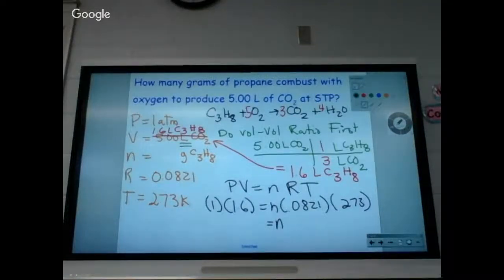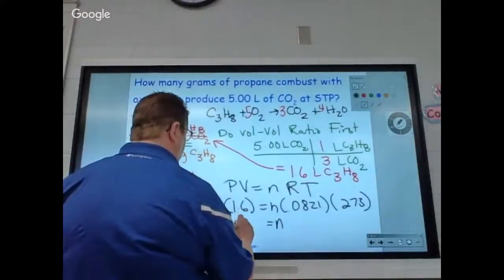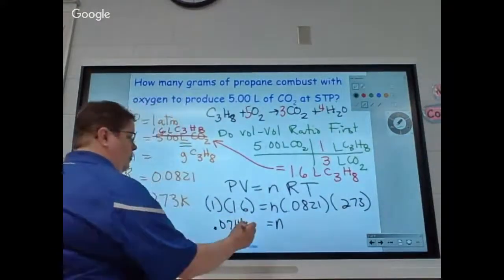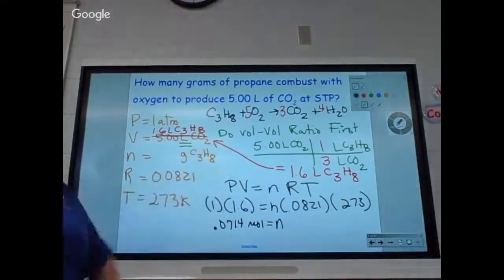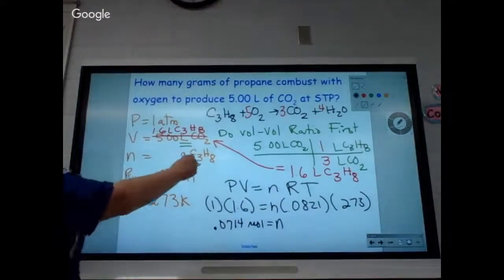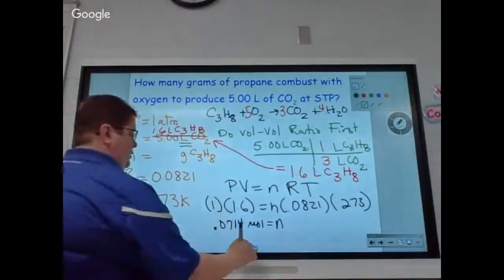Whoops, I punched in wrong. 0.0714. Okay. 0.0714. What's N stand for again? Moles. So now what do I have left? What is that moles? It's propane, because I have already changed it from CO2 to propane. I got rid of the CO2.